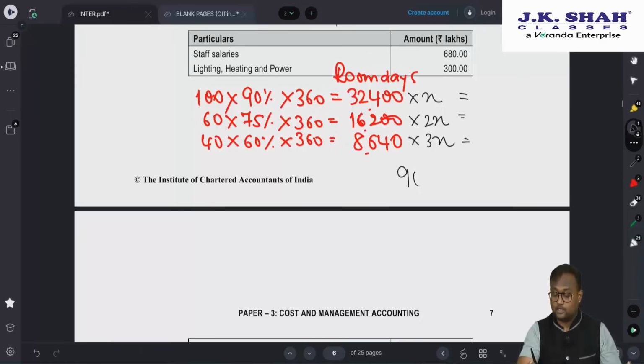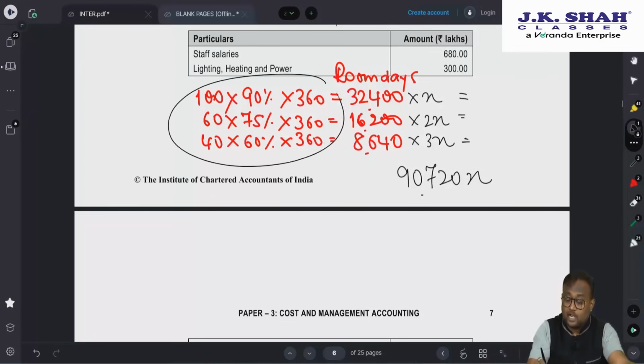$90,720X will be the total collection. Have you understood this? That is why I have calculated room days separately. When I have room days separately calculated, I can apply 500 on that to get room attendant charges, and I can use the same room days data to decide revenue.